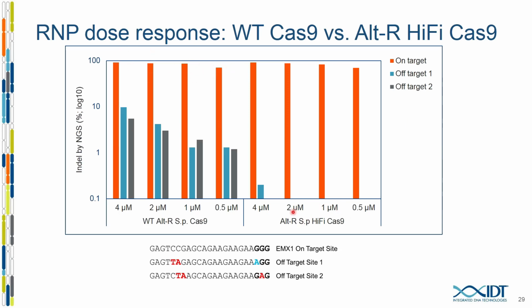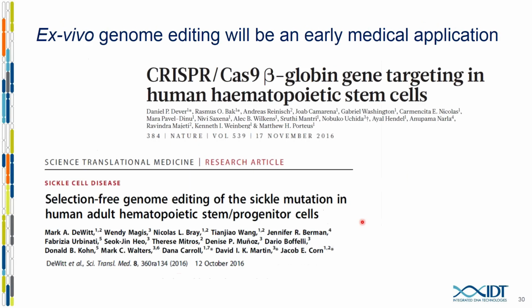But now if you switch to our Hi-Fi Cas9 protein, you only see a whisper of editing at this most frequently edited site, and it's vastly reduced at this high concentration. And simply diluting the complex a little more, you don't suffer for on-target editing, but you eliminate detectable off-target editing. So this is very, very exciting to us. We were very happy with these results.